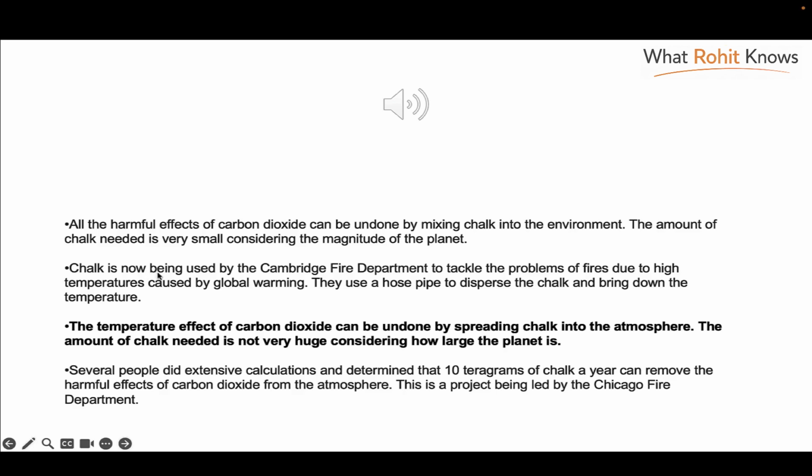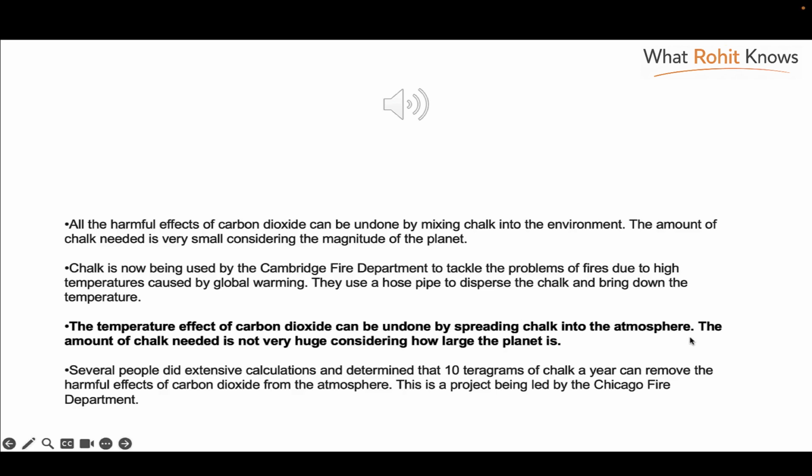The next, chalk is now being used by the Cambridge Fire Department. Now, this is entirely wrong. The speaker does mention Cambridge Fire Department, but he says that he took help of the department to estimate what 10 teragrams of chalk look like. No one has started using the chalk, and suddenly Cambridge Fire Department is not using it.